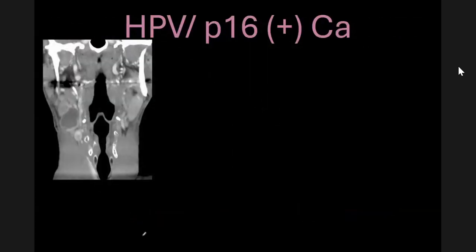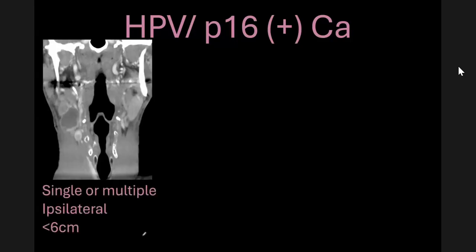Then what about HPV cancer? We excluded HPV and NPC when we were talking about the staging. So what about HPV cancer or P16 associated cancers? For this, the size criteria is 6 centimeters. So we talked about 3 centimeter and 6 centimeter in cancers.